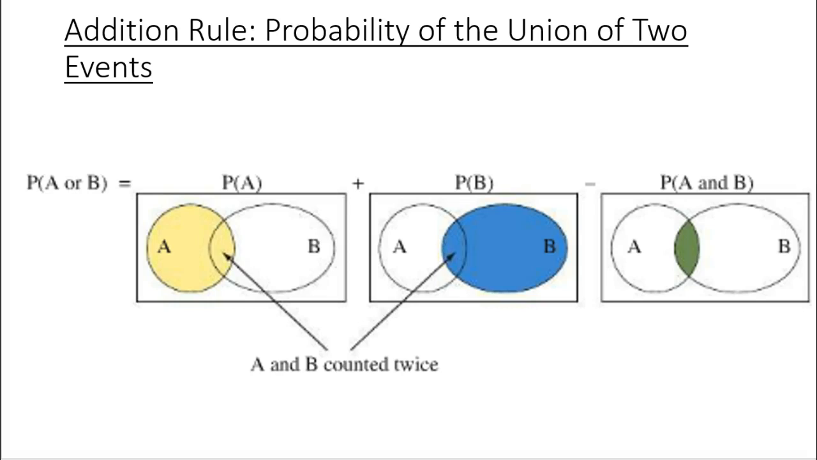In an image here, what we're saying is if we took the probability of A, and we could look at the Venn diagram of A here, and add to it the probability of B, looking here at this Venn diagram, notice that the middle section gets counted twice. So that's why we have to subtract off the probability of A and B.